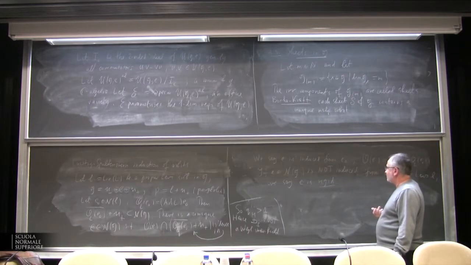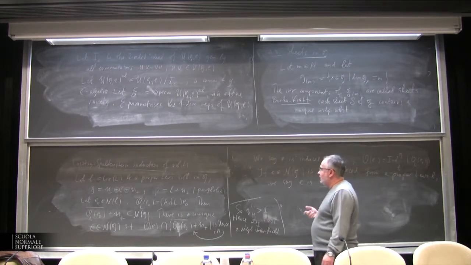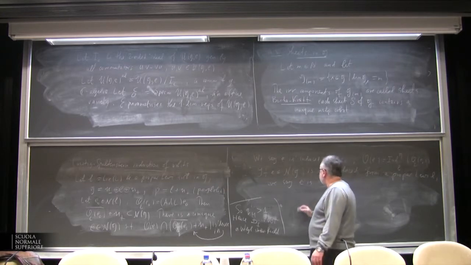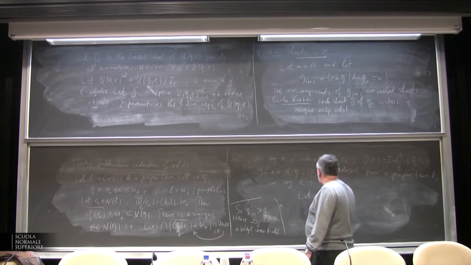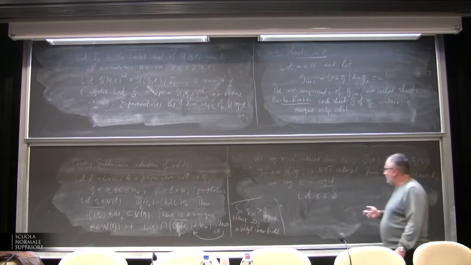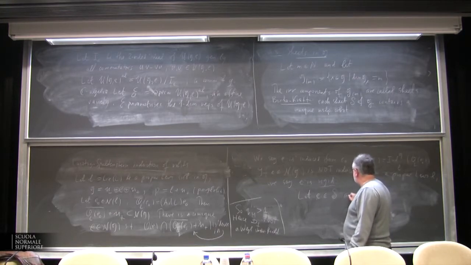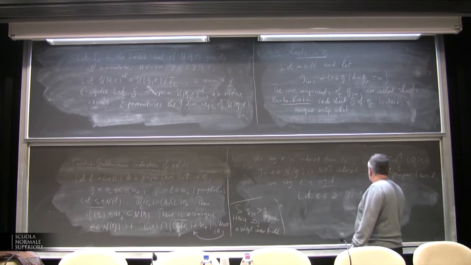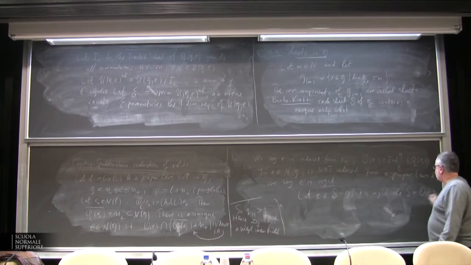Now how can we describe the sheets? So let e be a nilpotent element of the Lie algebra, and suppose that if the orbit is rigid, then the sheet is just one single orbit.